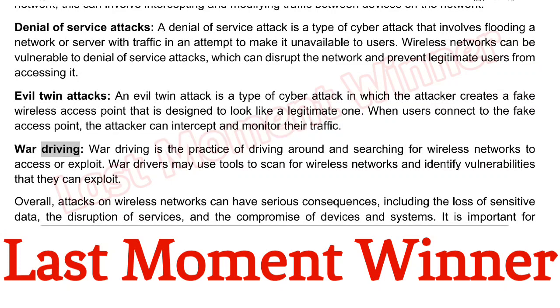War driving. War driving is the practice of driving around and searching for wireless networks to access or exploit. War drivers may use tools to scan for wireless networks and identify vulnerabilities that they can exploit.